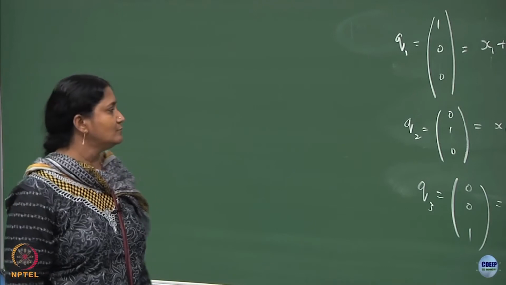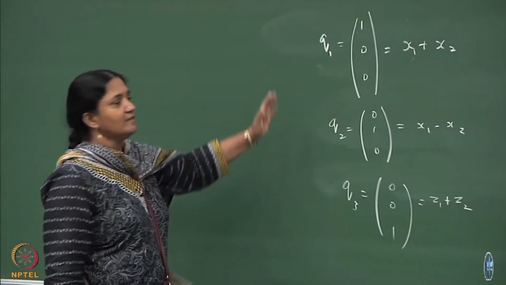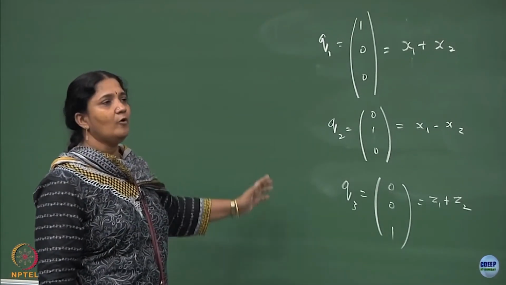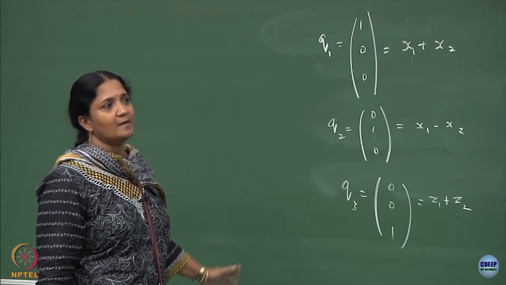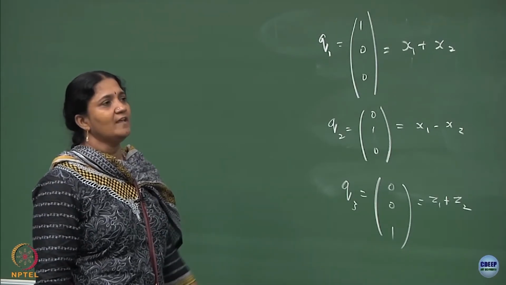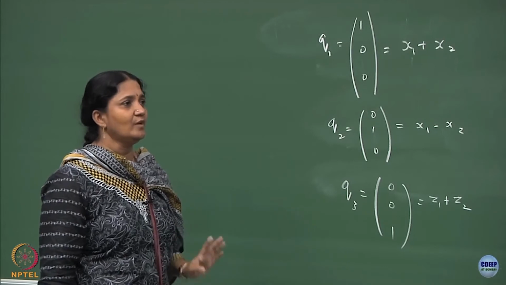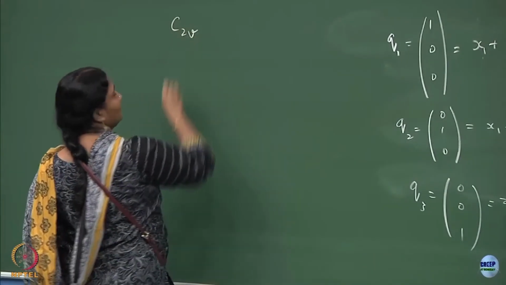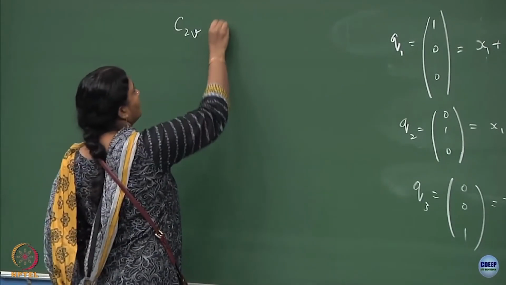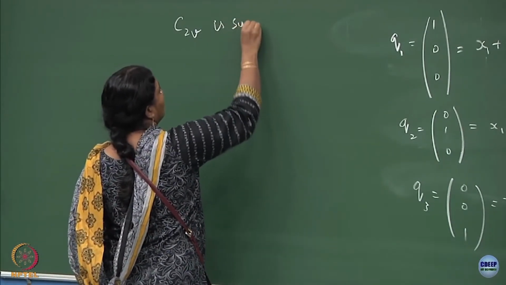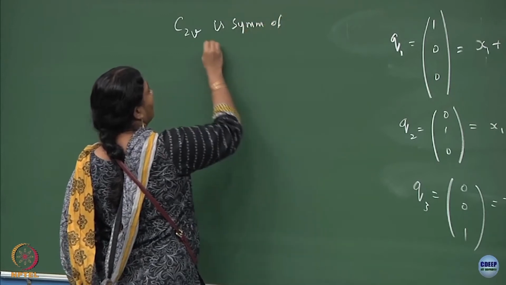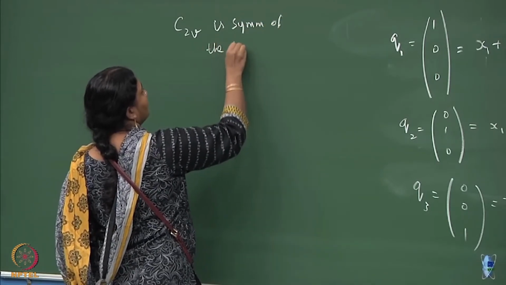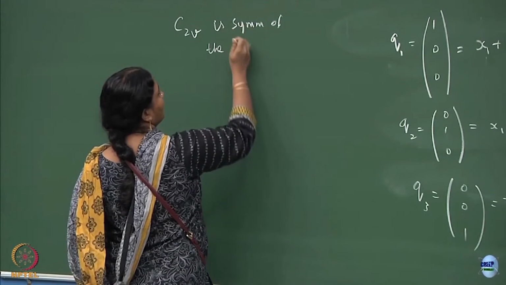Now, in this basis I want to write the matrix representations of all the elements of the C2V symmetry of that molecule. C2V is the symmetry of the non-linear triatomic molecule.